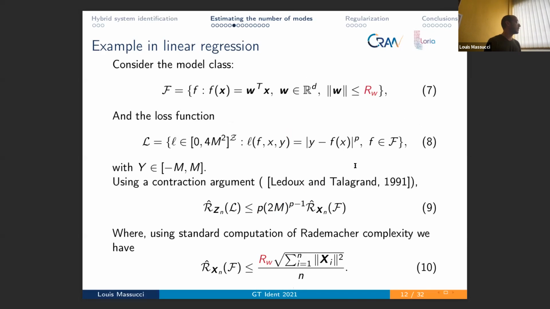And so using a contraction argument, we will express the Rademacher complexity of L in terms of the Rademacher complexity of F. And then we can use a standard computation in order to develop this Rademacher complexity term of F. And we can see that in this empirical Rademacher complexity, we find back this term RW that controls the complexity of the model class.